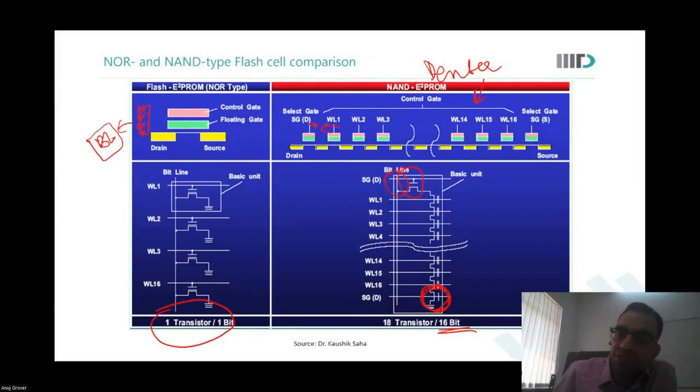Yes, we said if we're storing 16 bits, we have 16 transistors in this string. There are 2 extra transistors, one for the bit line select and one for the ground select. Despite having these 2 extra transistors, NAND is denser because contacts are not there in between them. Okay, no doubt. Thank you.